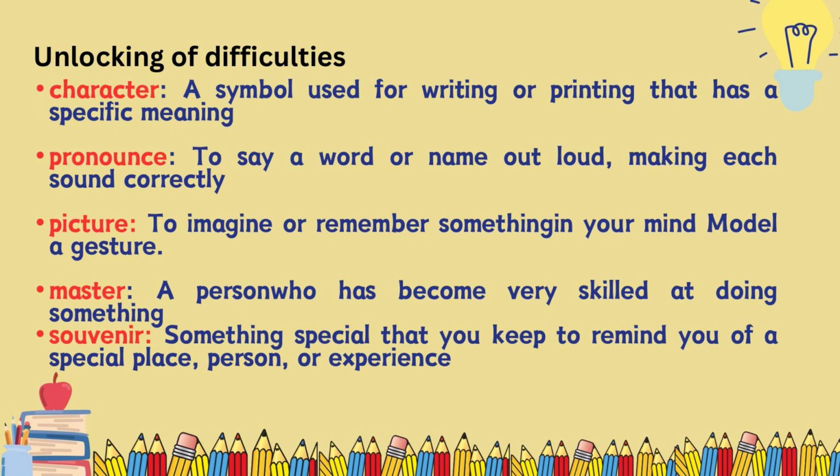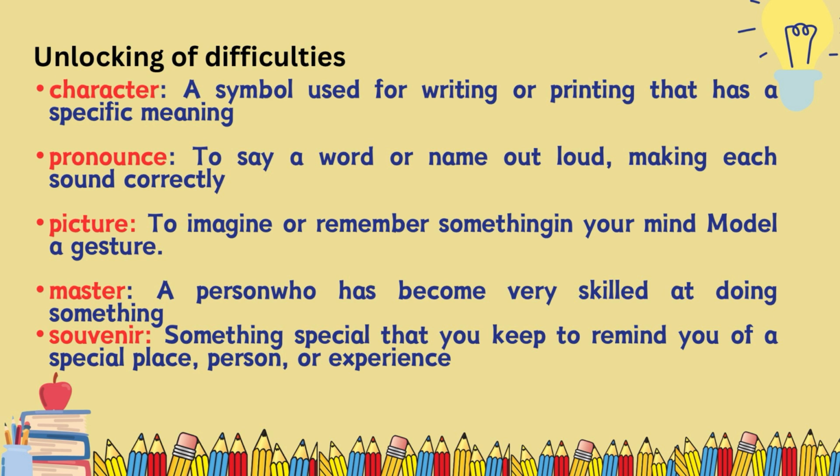These words are found in our story. First we have character. This is a symbol used for writing or printing with a specific meaning. Pronounce is to say a word or name out loud, making each sound correctly. To picture is to imagine. A master is a person who has become very skilled at doing something.